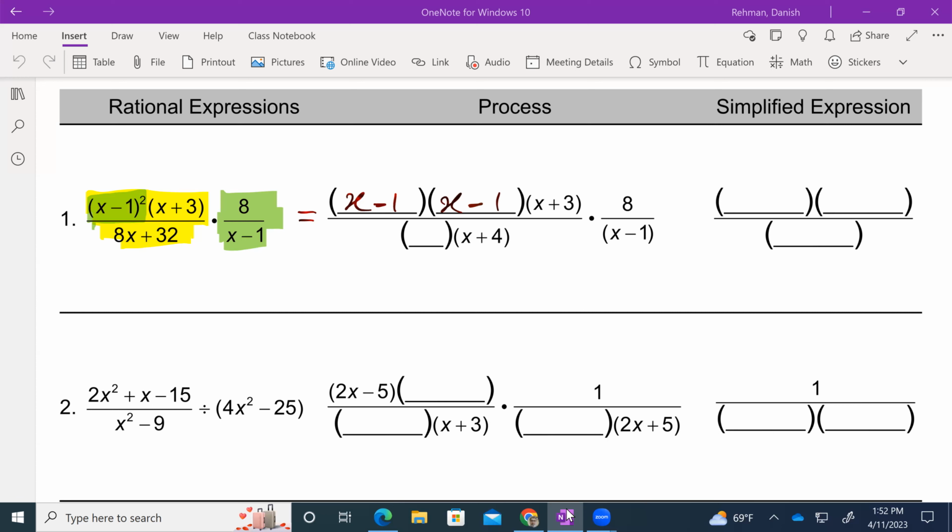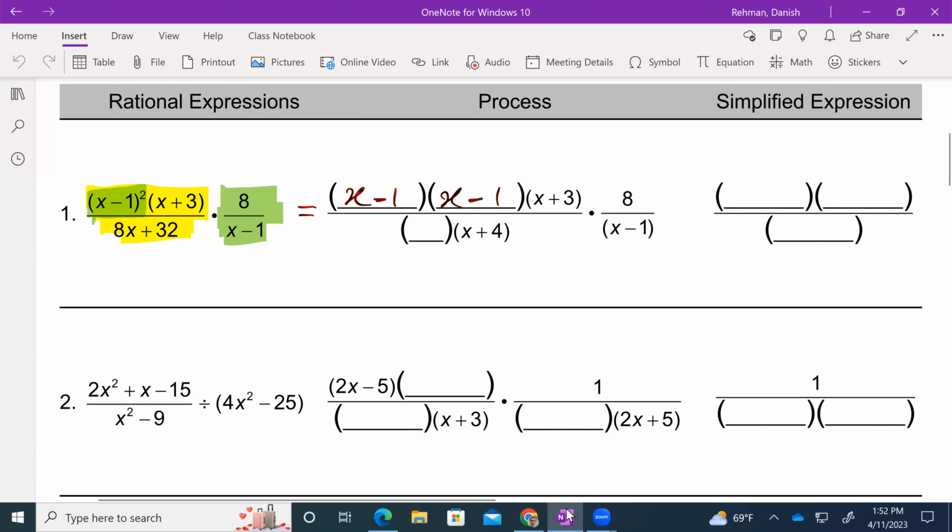What about this one? 8. Do we have it there? It's there. X plus 3. It's also there. We are not missing it. Then about the denominator. Can we factor it? Do you see any factor in that second denominator? Tell me if we have something over there.